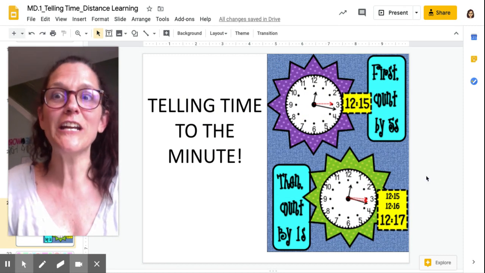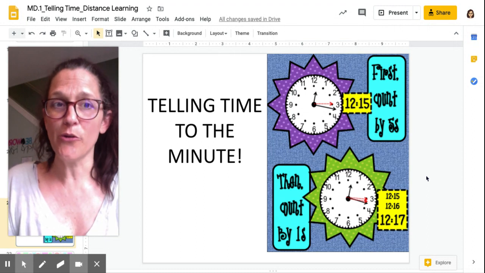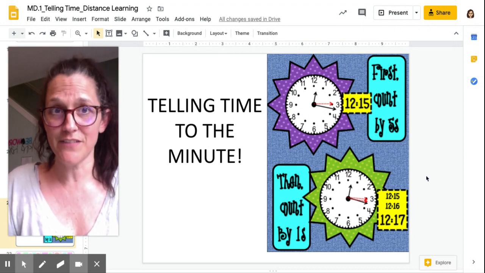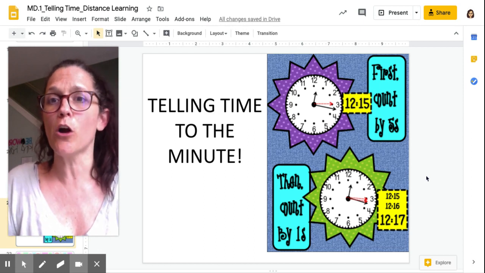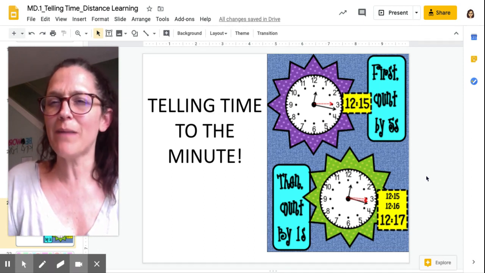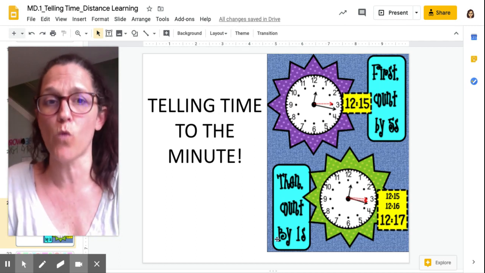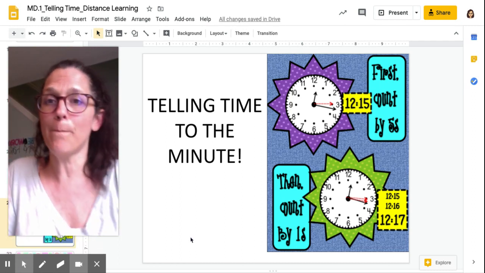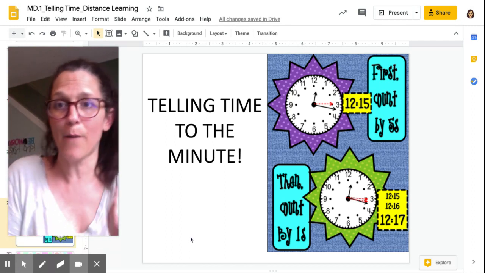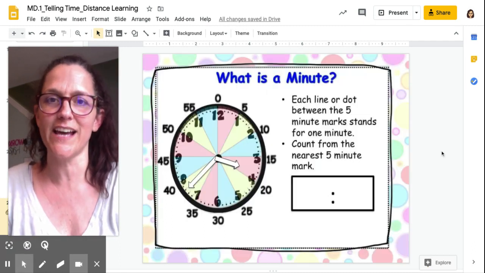Okay, now we're going to try a couple telling times to the minute. So first you count by 5s, then you count by 1s. Just like before, when you're counting the minutes, you're going to count by 5s, but then you're going to go into those little dots and count those by 1. So let's practice a few and just keep that in your head. Count by 5s, then by 1s. That'll help you every time.